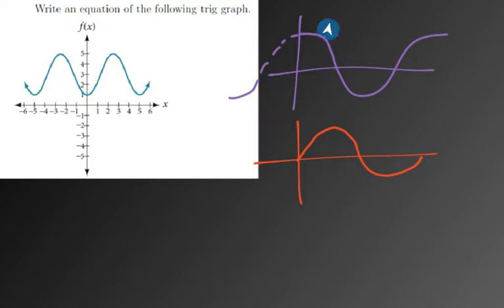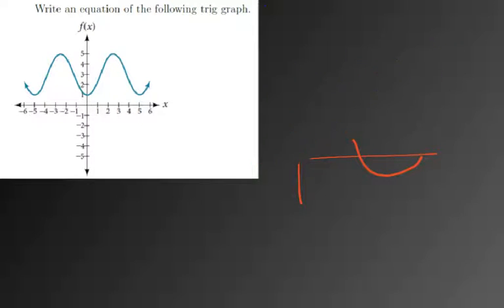If you have a peak or valley, I should say, as a y-intercept, then it's kind of a good indicator that you should probably go with a cosine. So I'm going to do this one as a cosine, but technically you could do it as a sine too.